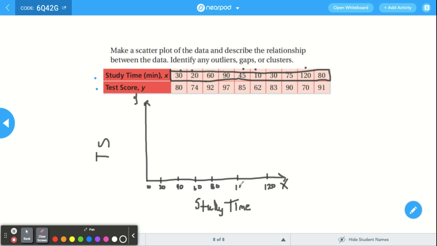Oh, that's too big of a gap. I don't like the way that looks. But I didn't want to go up by tens because it would be a lot of different numbers on the bottom. It would be 10, 20, 30, 40, 50. I would have 12 numbers along the bottom.